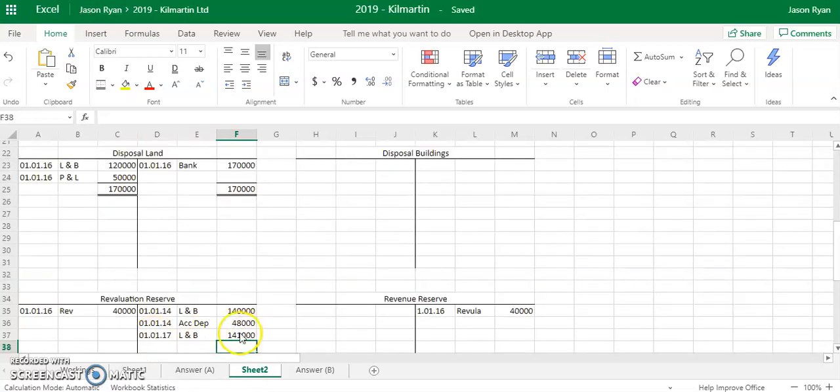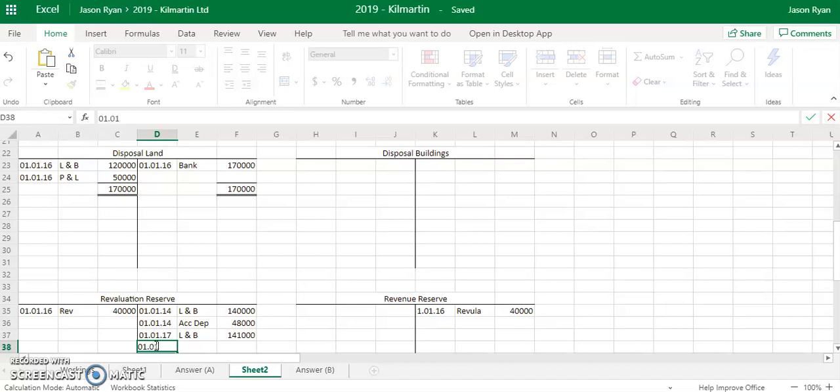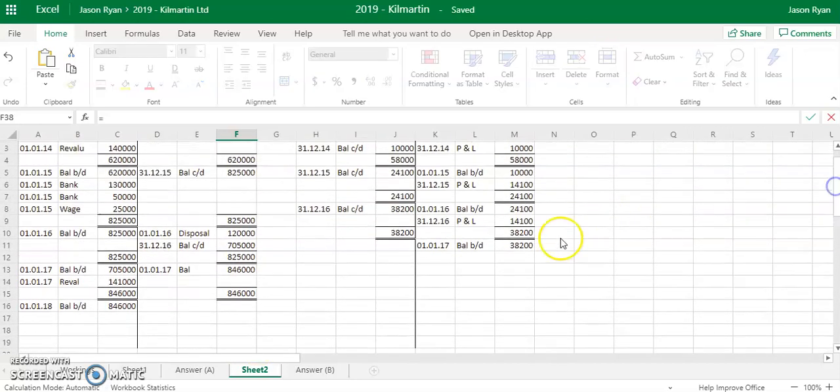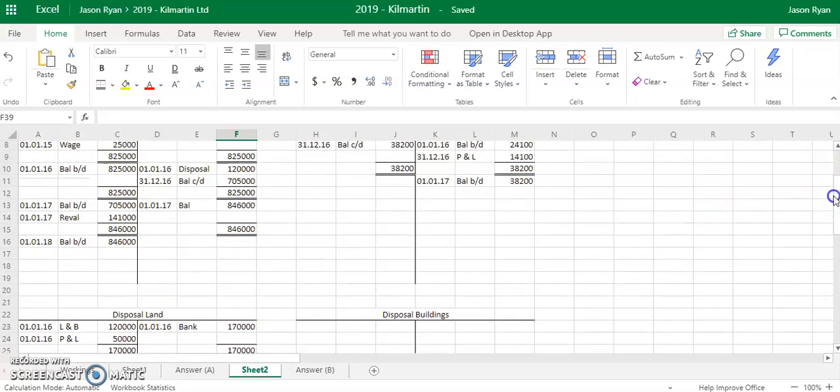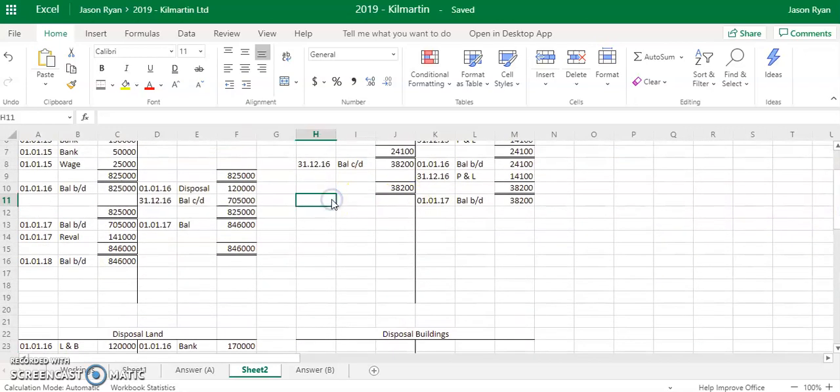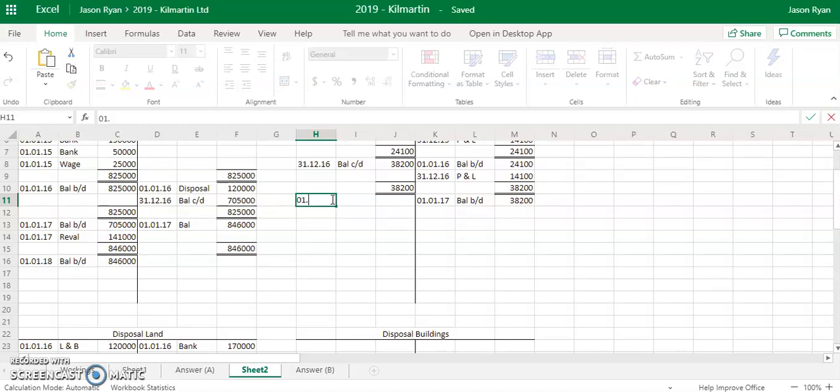So you put in 141, and then remember you need to put in the cumulative depreciation that we have in the cumulative depreciation account for the moment. So whatever figure is up there needs to go down here. So we go up to cumulative depreciation. The figure we have is 38,200. So that goes down into the reserve account because we revalued it. So our buildings are now at a different figure.